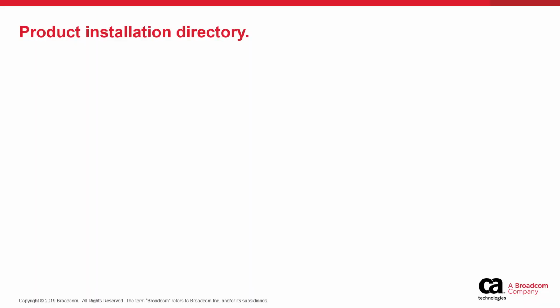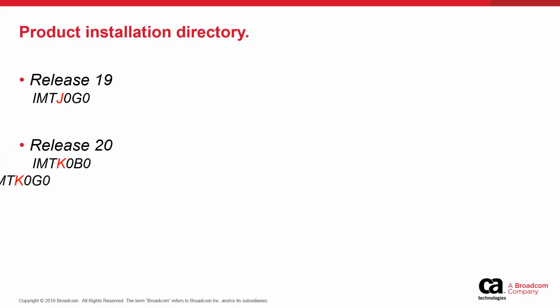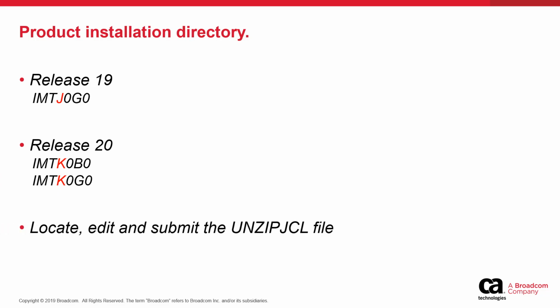For release 19, the product directory will be named IMT-J0G0, and for release 20, either IMT-K0B0 or IMT-K0G0. The next step is to locate the unzip JCL file in the created folder, then edit and submit it.